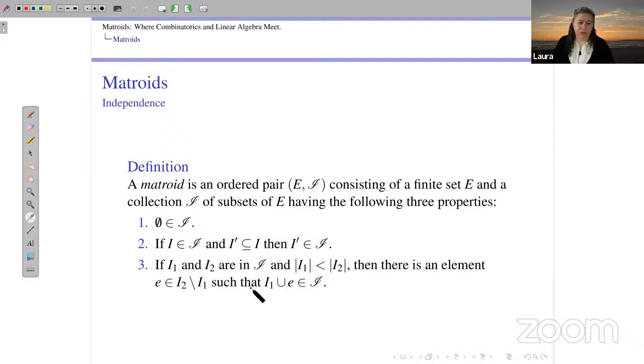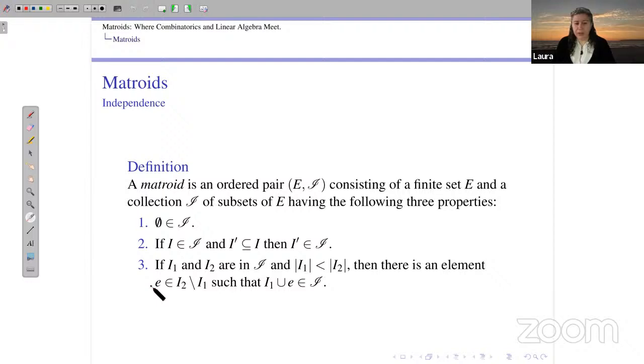It says that if I have two sets in my distinguished family and one has fewer elements than the other one, then there must be an element in the big one that is not in the little one that I can add to the little one and remain in the family. So this is saying, if you have an independent set that is not yet a basis, so there are bigger independent sets in your family, there must be some element you can add to grow your independent set. So when I have these conditions, I can start with the empty set and construct a biggest independent set just by adding one element at a time. And I never have to backtrack.